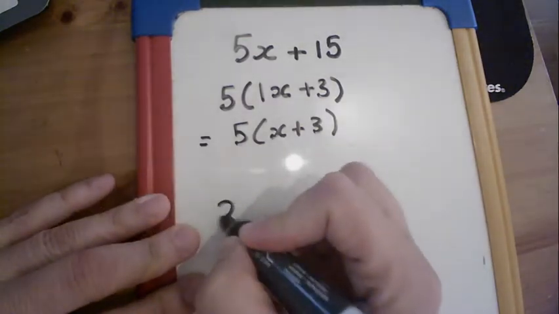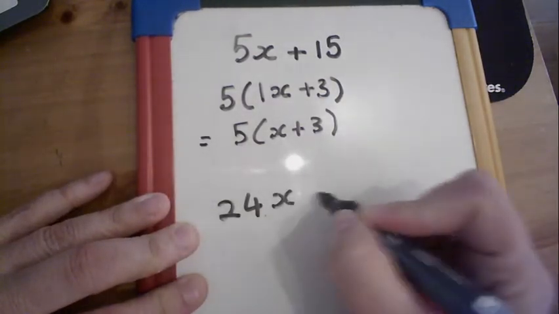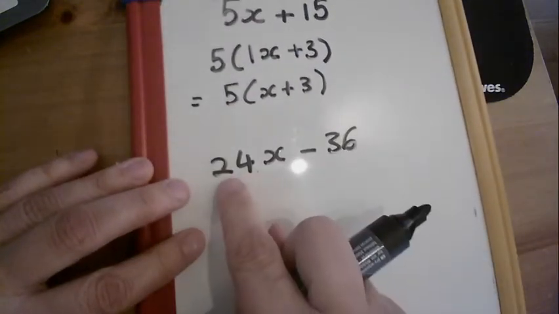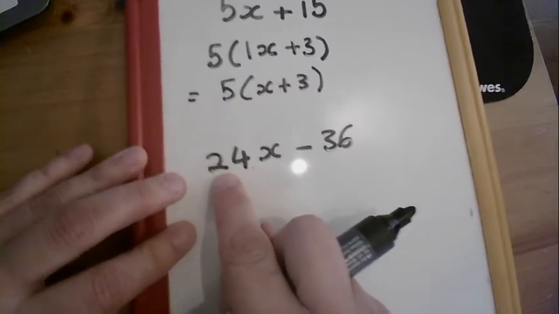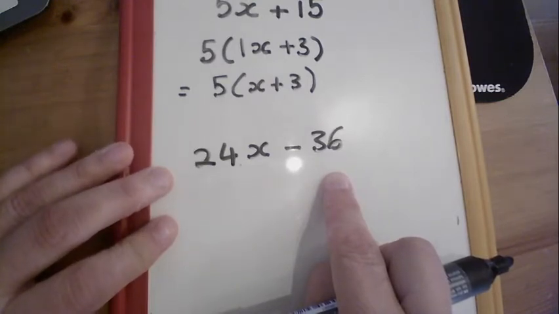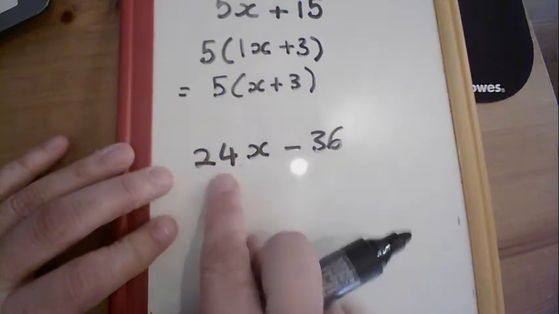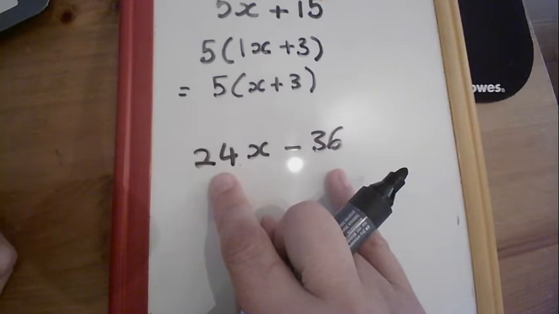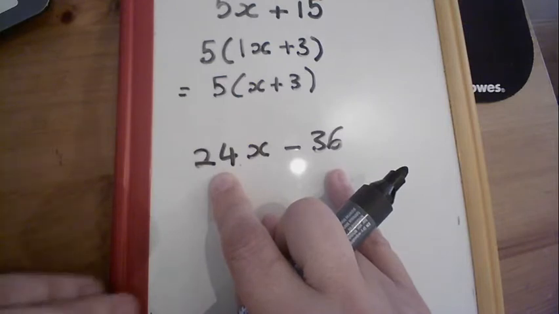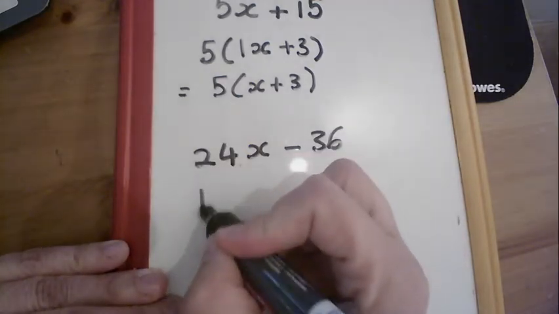Let's try another one. Let's try 24x minus 36. Right, so what is the highest factor of 24 and 36? Now, there are lots of factors in common with these two, lots of common factors, but there is only one highest common factor. So let's have a look. What goes into 24 and 36? Well, we know 2 does. It's not very high. We know 4 does. That's not very high. 3, no. 6, also not very high. But can you also see they're in the 12 times table? So I'm going to take a 12 out.